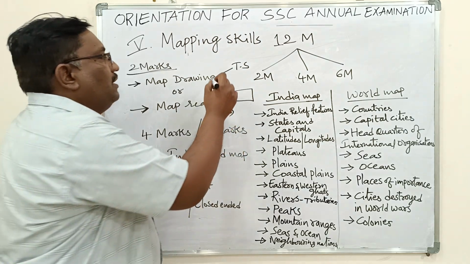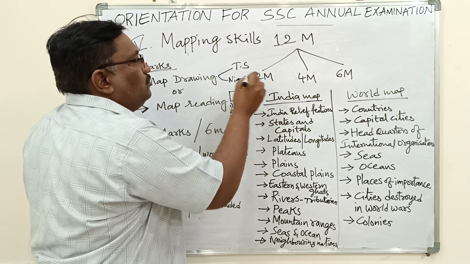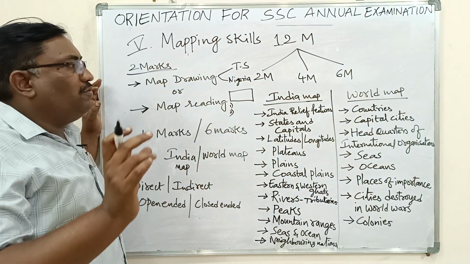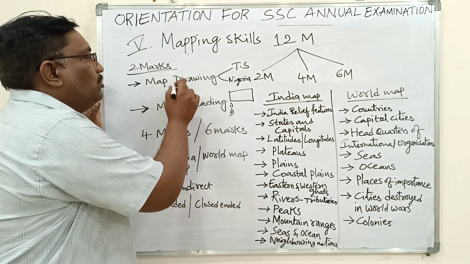100% question. But sometimes unexpectedly we may also get Nigeria, because in our 13th lesson there is a descriptive picture of the outline map of Nigeria also. Next, this is about the map drawing.